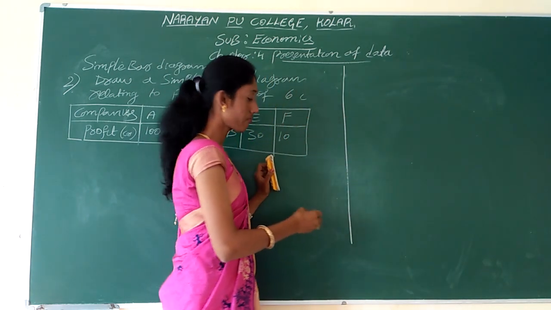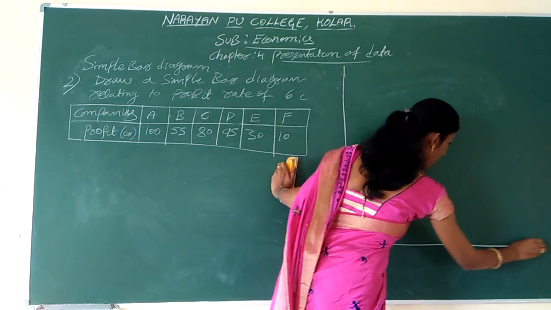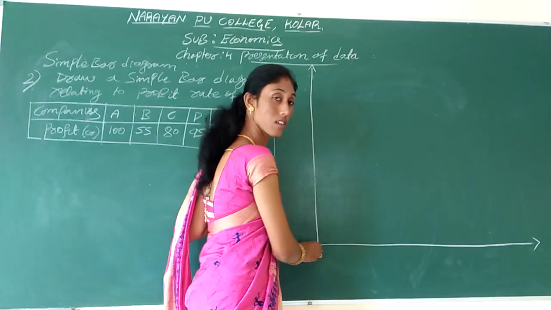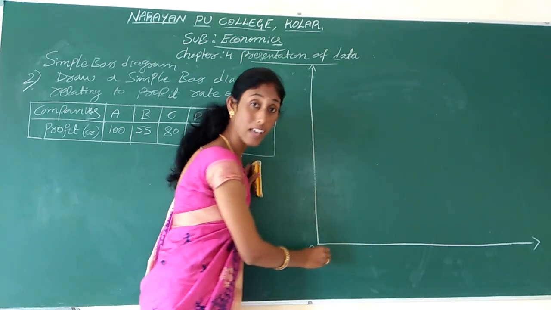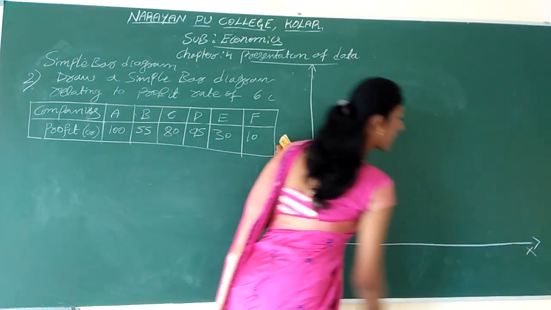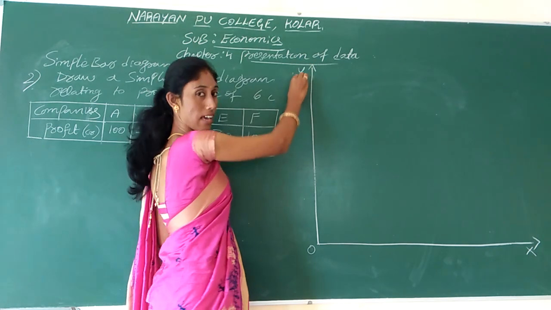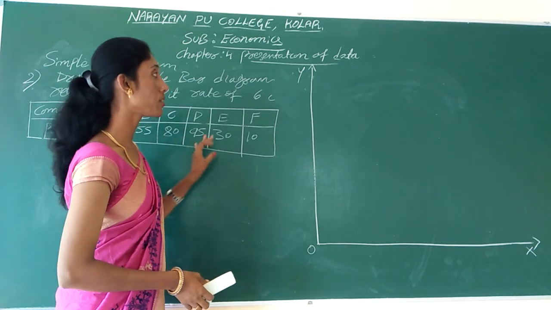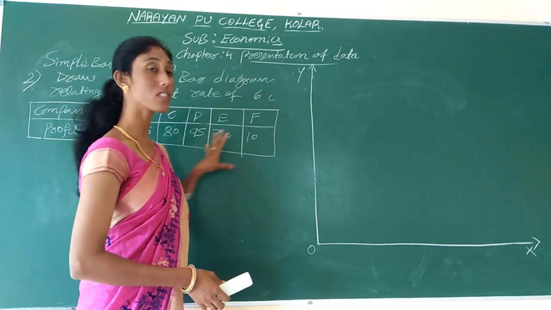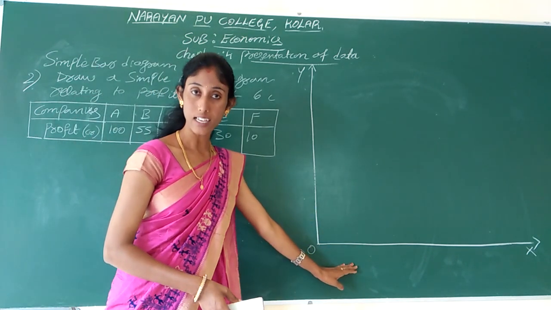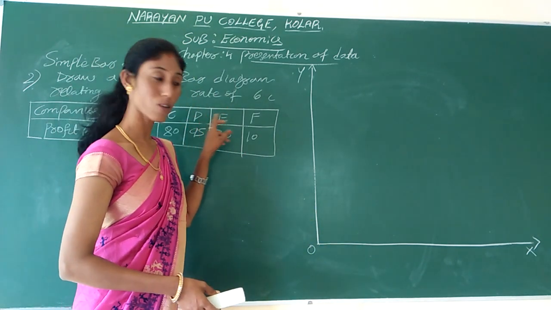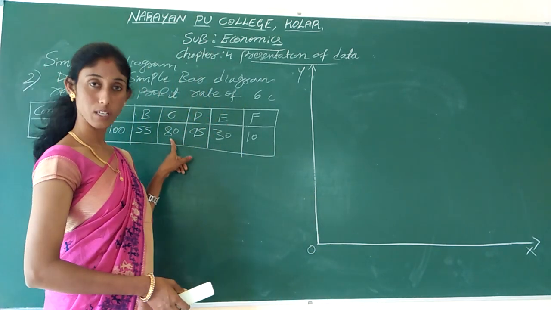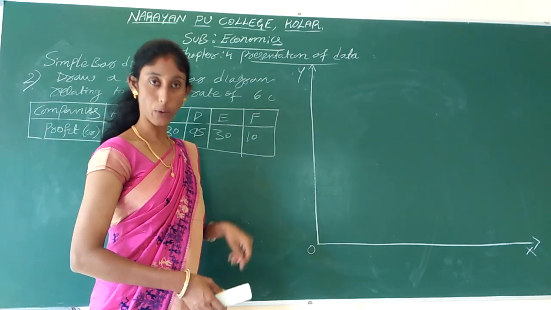This is the axis we are going to draw. This is the X-axis. This is the Y-axis. We already said that always the variables we need to measure in the y-axis and constant things we need to measure in the x-axis. Here the name of the company is the constant one, so we will measure it in the x-axis, and profit is a variable factor, so we will measure it in the y-axis.